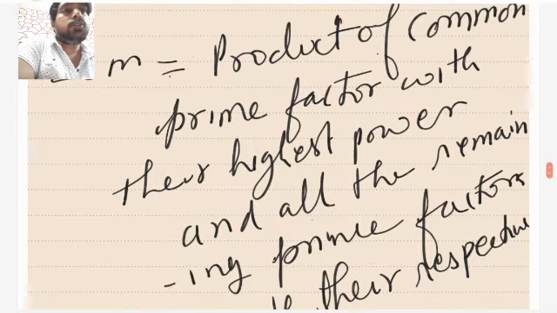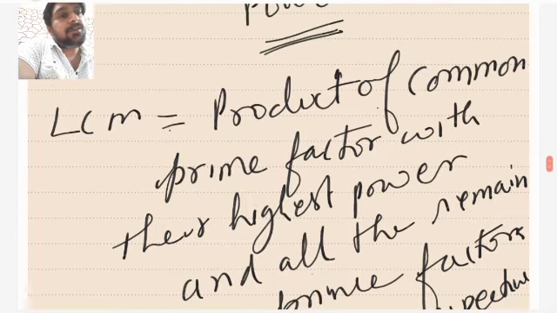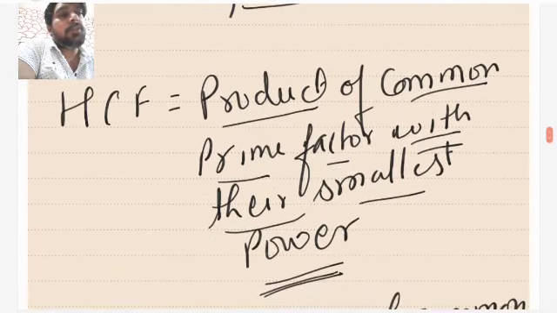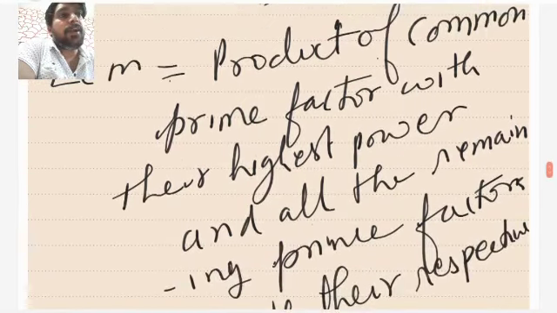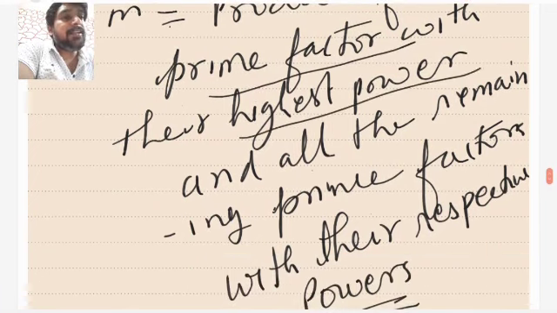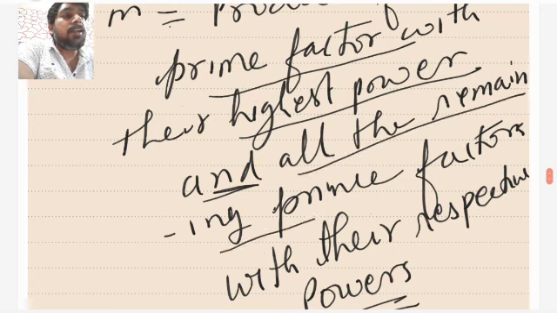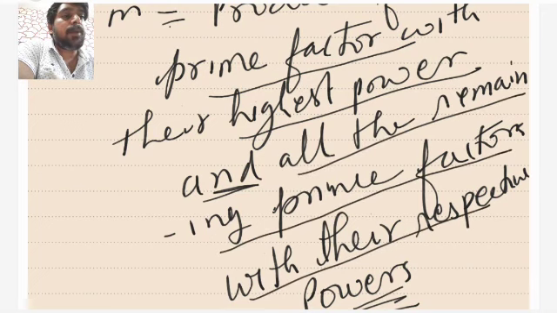Is it clear? So to find out the HCF, you have to find the product of the prime factors with their smallest powers, and to find out LCM, you have to find the product of common prime factors with their highest power, and you have to multiply it to all the remaining prime factors with their respective powers. Whatever their power is, you multiply it with that, right? So I hope this was clear, and now you can find out the HCF and LCM of the numbers.